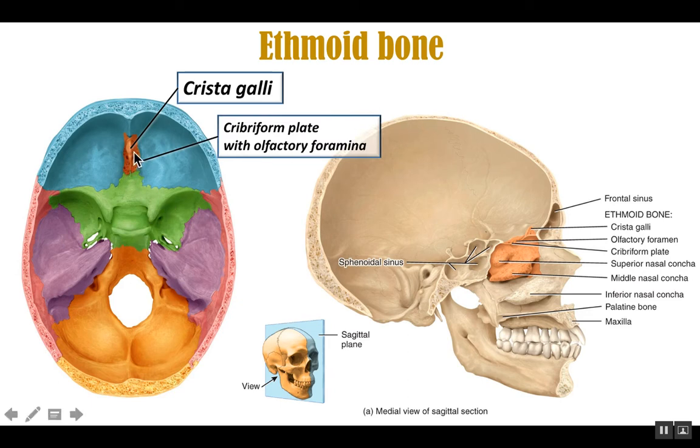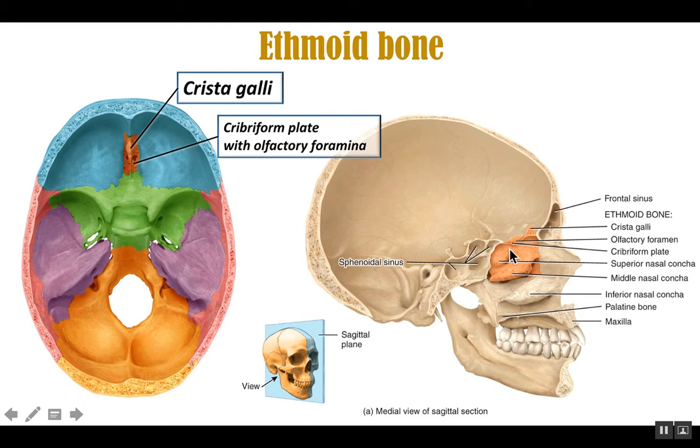Behind the crista galli, there's what's called the cribriform plate. So if you look at this mid-sagittal view, there's a little plate here. It actually forms much of your superior nasal cavity. So here's a nasal cavity, and it forms kind of the ceiling or the upper part of the nasal cavity. And it has small little holes in it. And those small little holes are known as olfactory foramina. Foramina is plural for foramen. So there are many little holes in that cribriform plate.